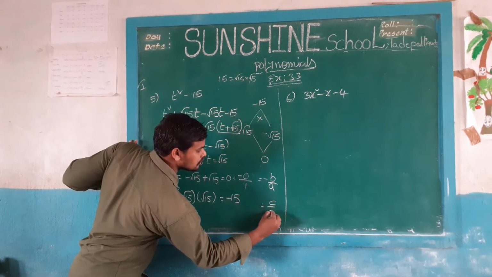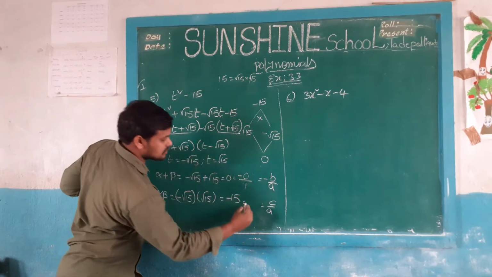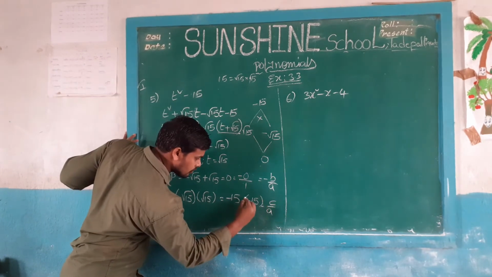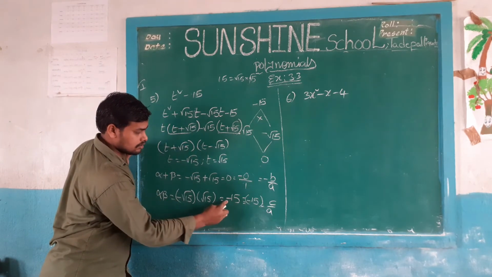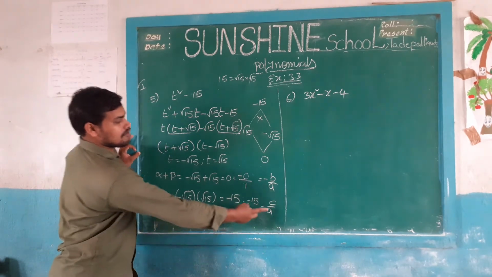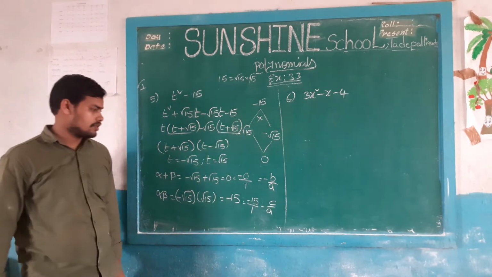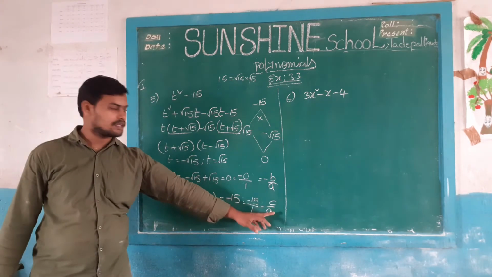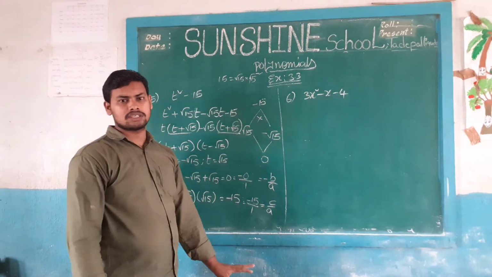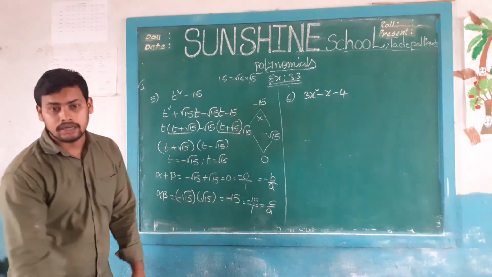So we again use the alpha beta formula, which is c by a. What is the c value here? The c value is minus 15, by 1. Minus 15 by 1. This is simply c by a. Next, this is also the same process, so do it in your notebook.